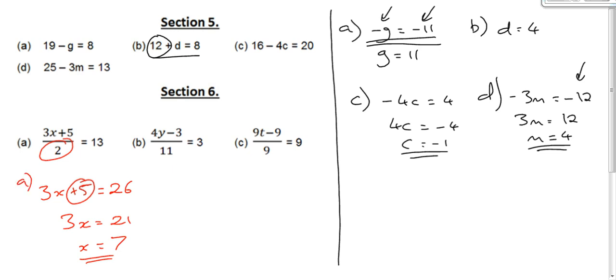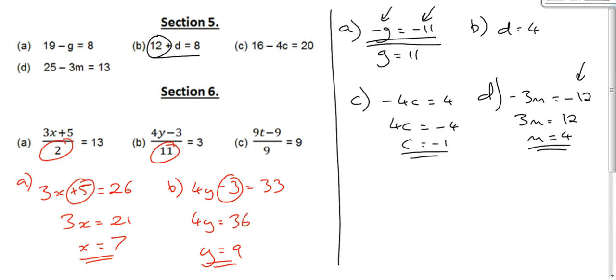And that's question A. Question B. We get rid of the divided by 11 by multiplying by 11. So we've got 4y minus 3. 3 times 11 is 33. So we're then going to add 3. So 4y equals 36. And then if we divide by 4, 4 times something is 36, so y equals 9.